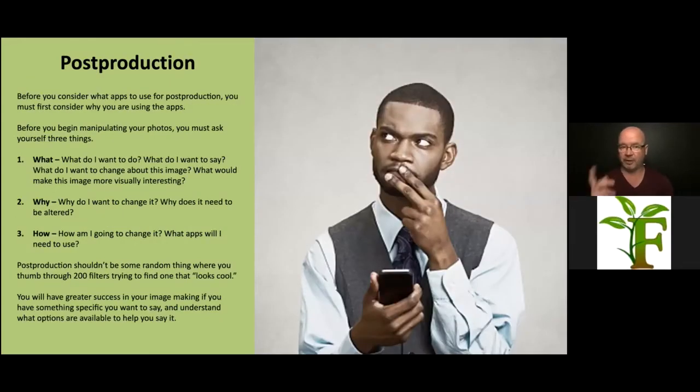Now, post-production. Here's the problem we have in post-production. People open up an app with a whole bunch of presets and they start scrolling through those apps until they find one that looks cool and then they use it. We would like to do post-production with intent. What is your intent with this post-production? What does this image need? Again, photography is a two-step process. The first step is strictly composition and lighting.